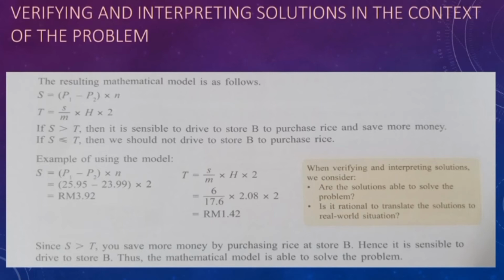Example of using the model. S equals 3 ringgit 92 cents, while T equals 1 ringgit 42 cents. Since S is bigger than T, you save more money by purchasing rice at store B. Hence, it is sensible to drive to store B. Thus, the mathematical model is able to solve the problem.